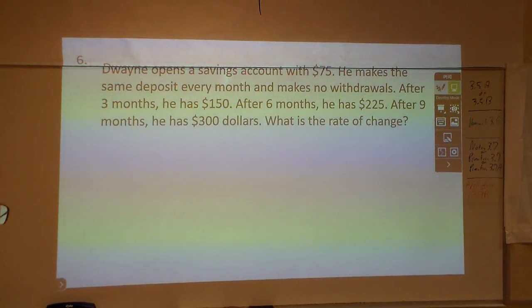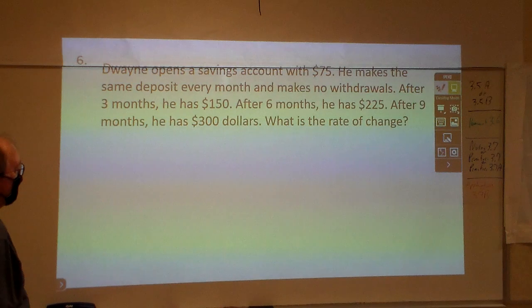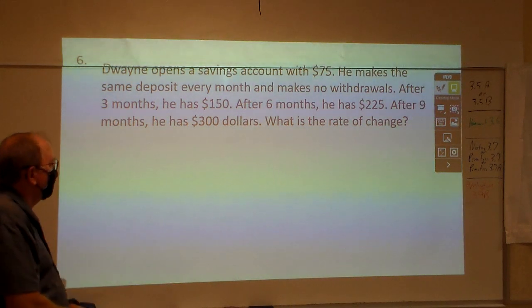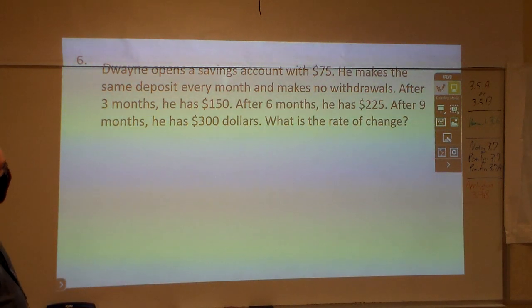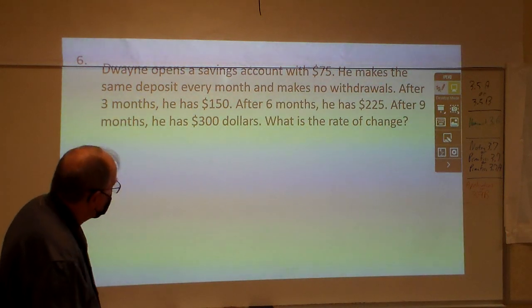Okay, here we got Dwayne opens a savings account with $75. He makes the same deposit every month, makes no withdrawals. After 3 months, he has $150. After 6 months, he has $225. After 9 months, he has $300. What is the rate of change?